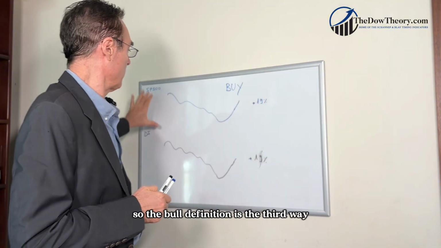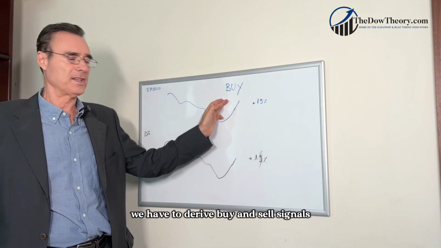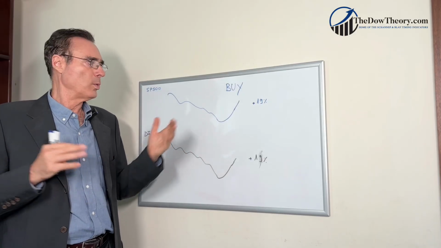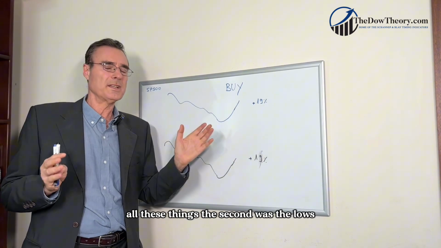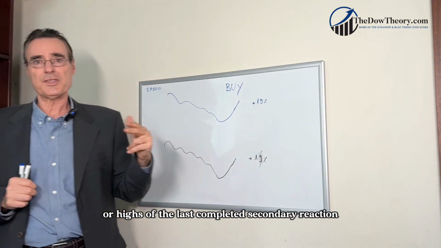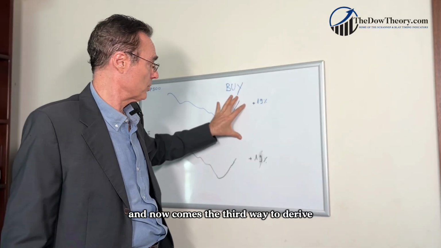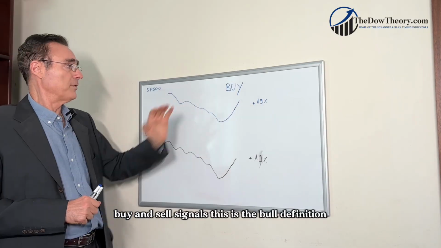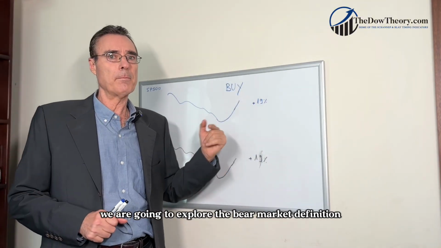So this is important. The bull definition is the third way we have to derive buy and sell signals. Remember, the normal way, 90% of the time, of deriving signals was secondary reaction, rally, pullback, all these things. The second was the lows or highs of the last completed secondary reaction. And now comes the third way to derive buy and sell signals. This is the bull definition, and next we are going to explore the bear market definition.